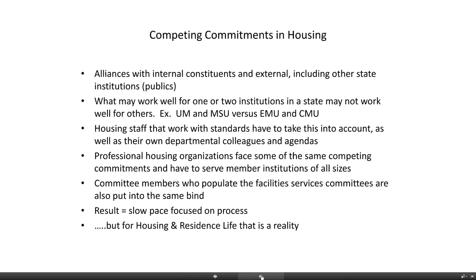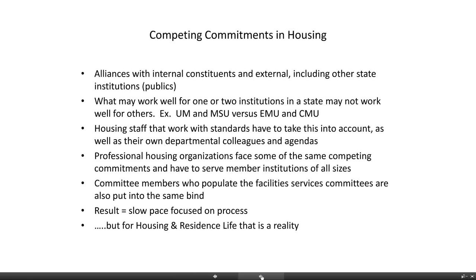There are many competing commitments in housing, alliances with internal and external constituents, including other state institutions, typically in the public realm. What may work well for one or two institutions in the state may not work well for others. Example, U of N and MSU versus EMU and CMU. This difference is based almost totally on size and the economy of scale of the universities.